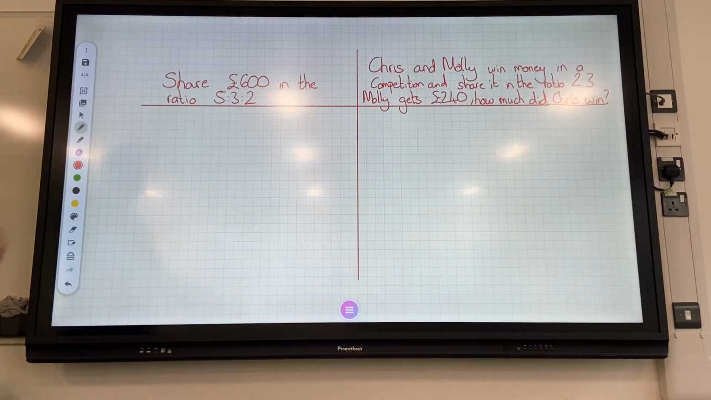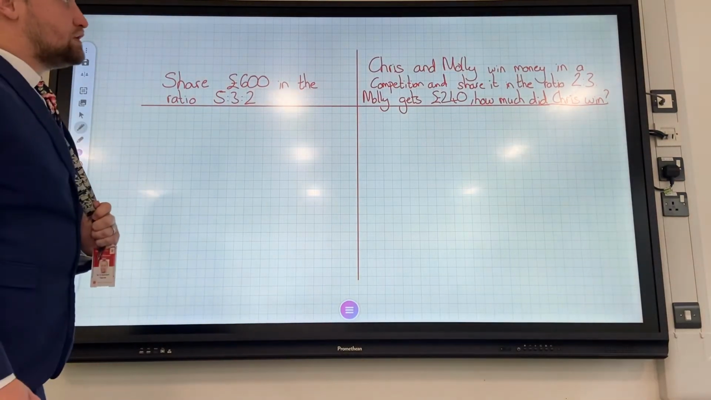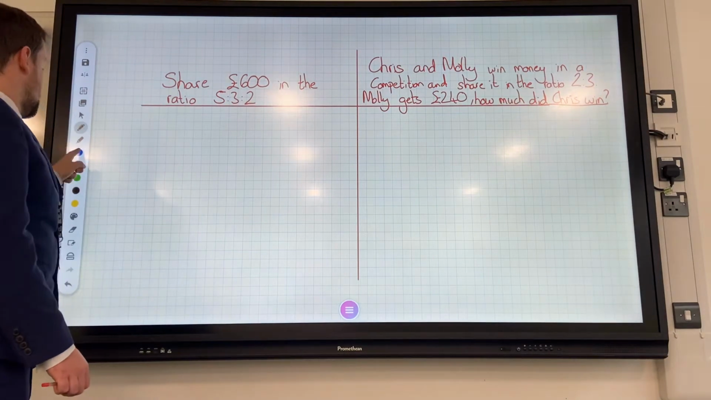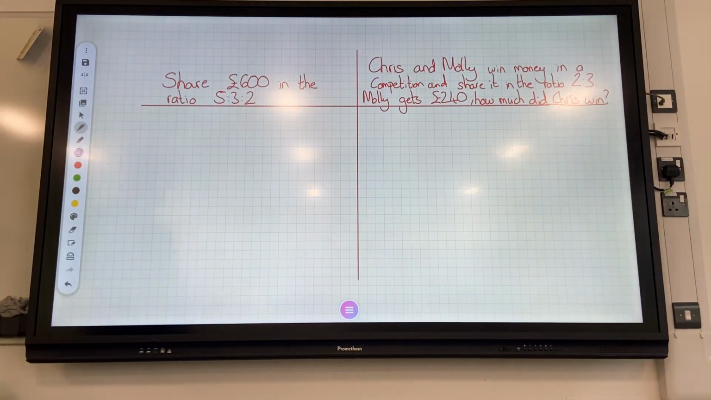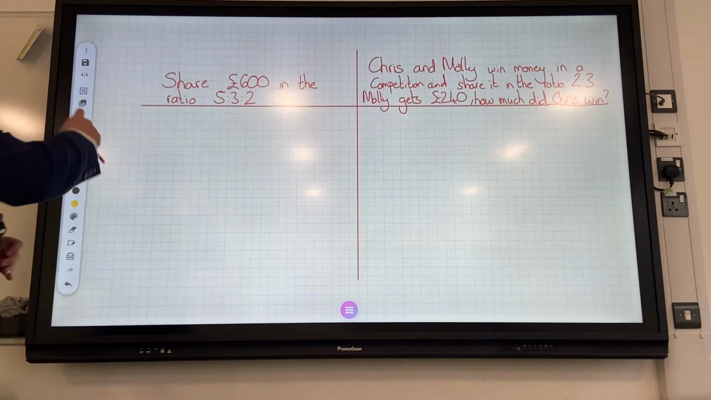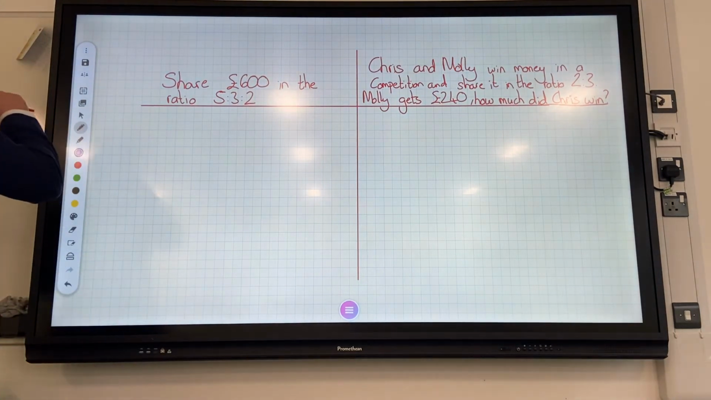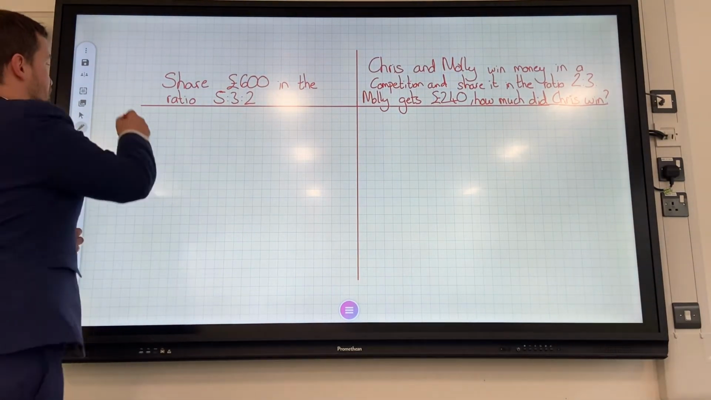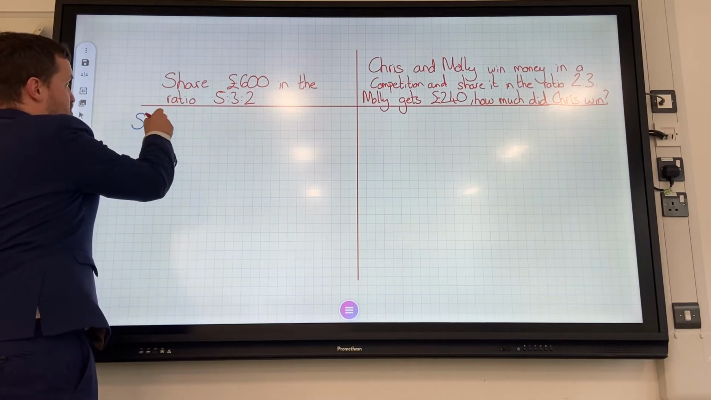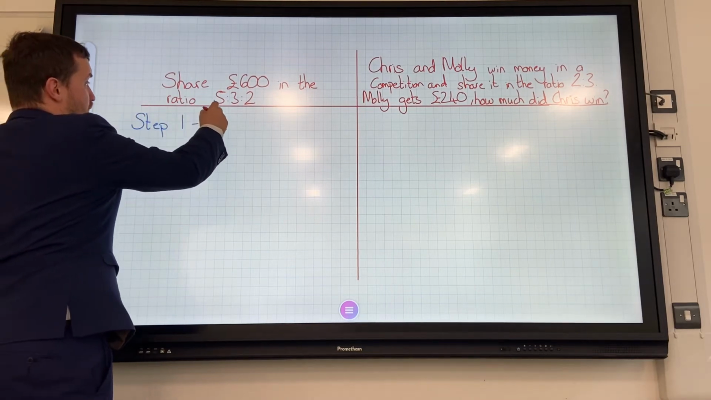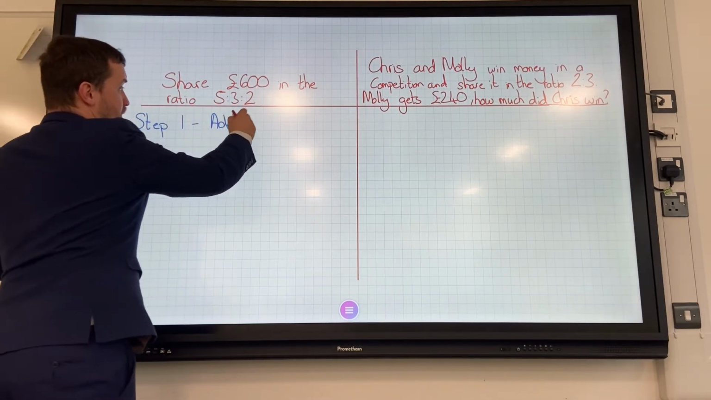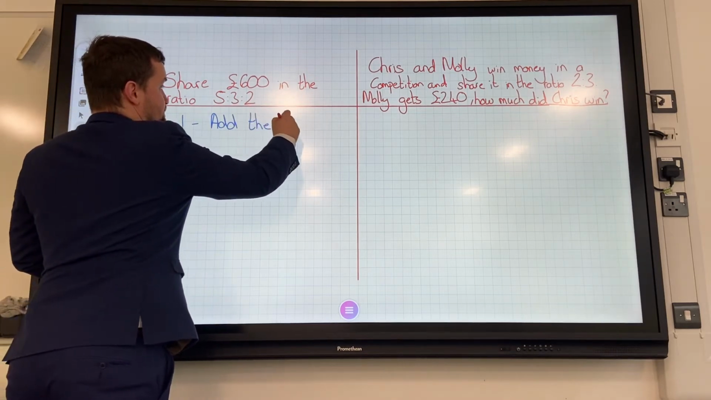Right, welcome back. We're looking at ratio, and this is a fairly standard topic that few students will make mistakes on, so we need to get this right, okay? So, share £600 in the ratio 5:3:2. First things first, when you get to ratio, what do we do? Okay, we add the ratio. So, step one, add the ratios.